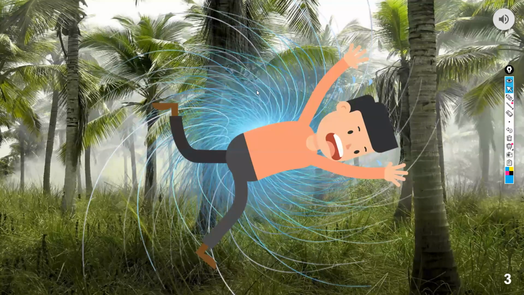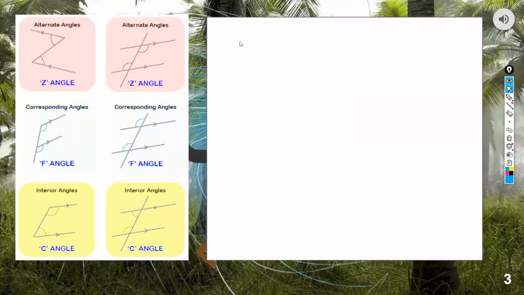So he ends up in a place with a whole set of coconut trees. Let's see where that is. Eventually we will know where that is, right?